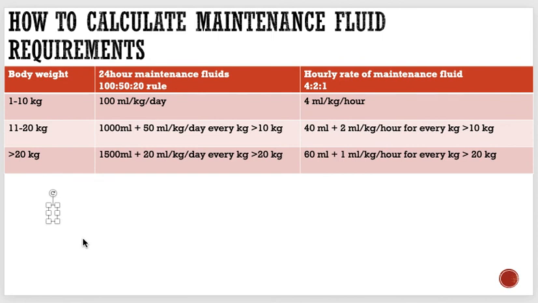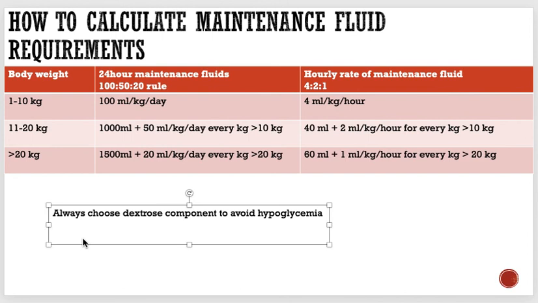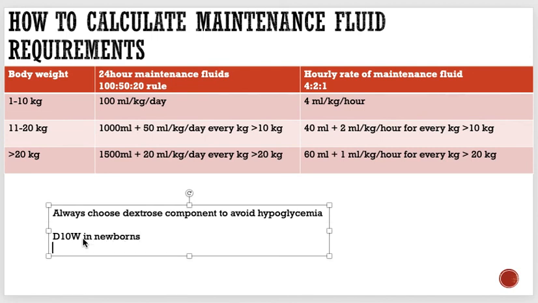So, a few rules: always choose a dextrose component to avoid hypoglycemia, right? So for example, in newborn babies, dextrose 10 water can be used, okay, because they are at increased risk of getting hypoglycemia. And simply like this, right?